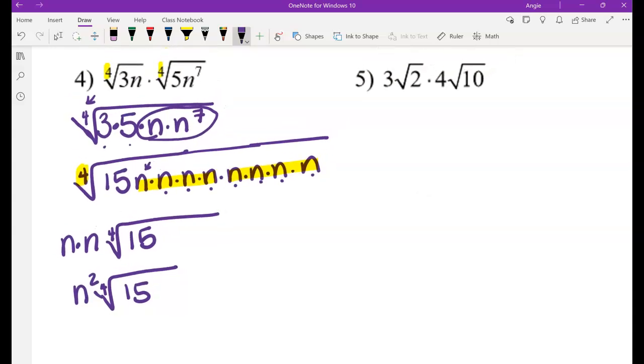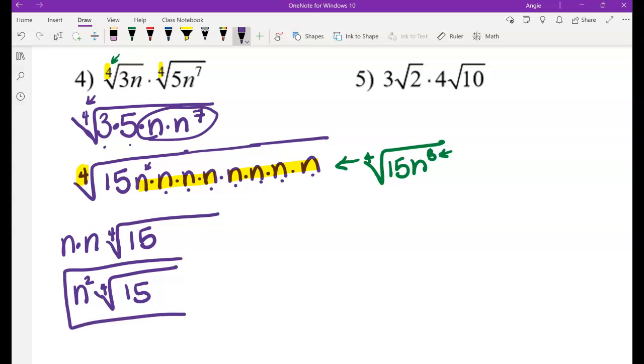Now, since your index is even, let's look at it again. Your index is even, so we have to check to see if our power is going from even to odd. Our power is definitely going from even, because this is the same thing as saying the 4th root of 15n to the 8th, right? That's an even power. But when it comes out, this is also even. So we do not need an absolute value symbol. So that's just going to get boxed up.